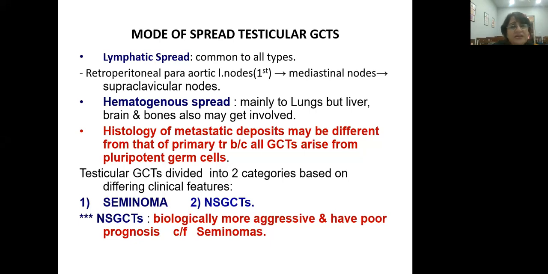And remember that the histology of the metastatic deposits is usually different from that of the primary tumors because all germ cell tumors arise from pluripotent germ cells.